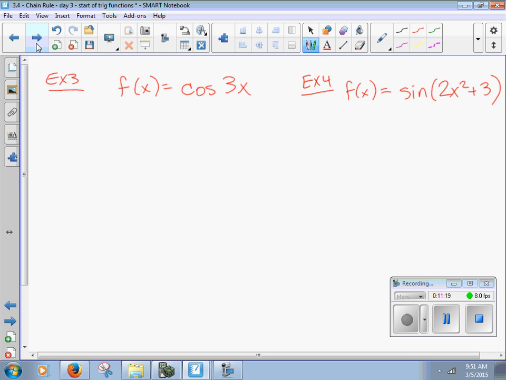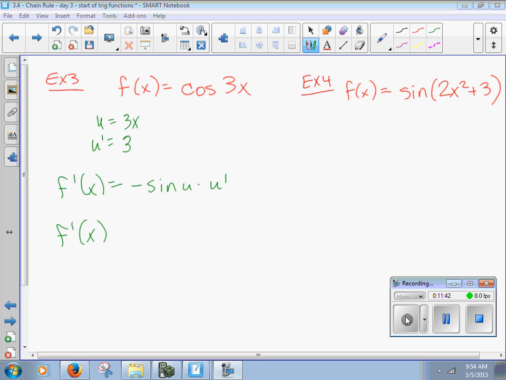Do them both. I'm so excited. Okay, what's my u in example 3? 3x. Then my u prime, everybody. 3. My rule says for cosine, negative sine u prime, right? So f prime of x is negative sine 3x times, and then I'm going to rewrite it, negative 3 sine 3x.